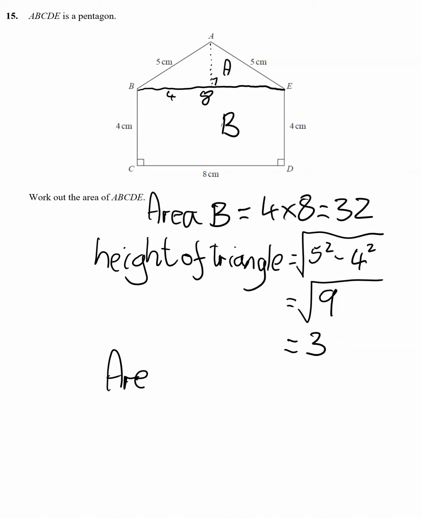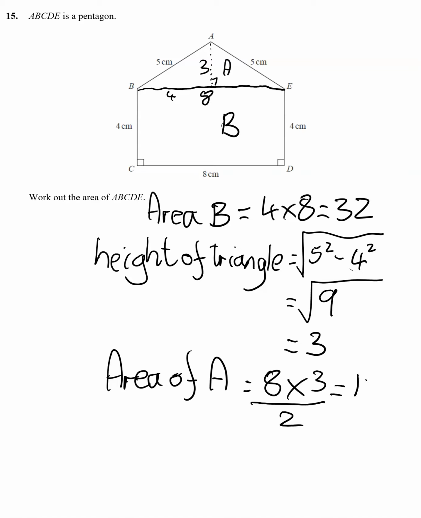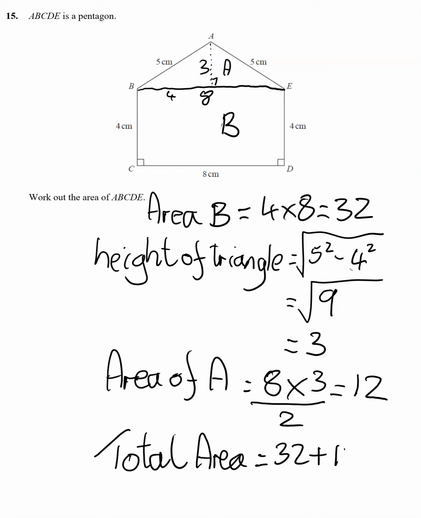So now we can do area of A, or the triangle, which is base 8 times, it was 4 here because I used half of the 8, times 3 divided by 2, which is 24, which is 12. So total area, notice how I'm actually telling the examiner exactly what I'm doing, is equal to 32 plus the 12, which is 44 centimetres squared, although I know that's on the answer line. Okay, so lots of steps. Area of the rectangle, we then worked out the height of the triangle, bit of Pythagoras, and then we could work out the two areas.